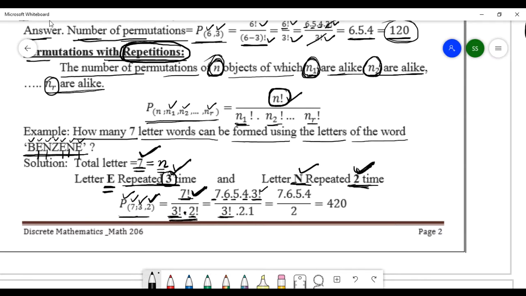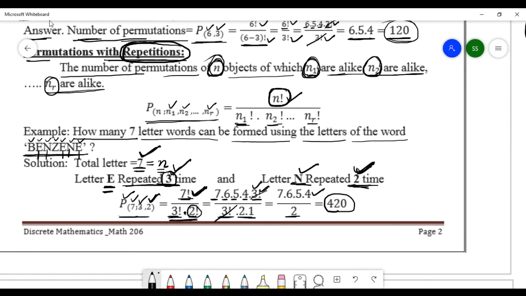Why? Because here the 3 factorial is on top and 3 factorial is at the bottom, so if we stop at 3 factorial then these will cancel. So on top we are left with 7 times 6 times 5 times 4, and at the bottom we are left with factorial 2, that is 2 times 1. So it is 2 here. Now dividing 7 times 6 times 5 times 4 by 2 gives 420.